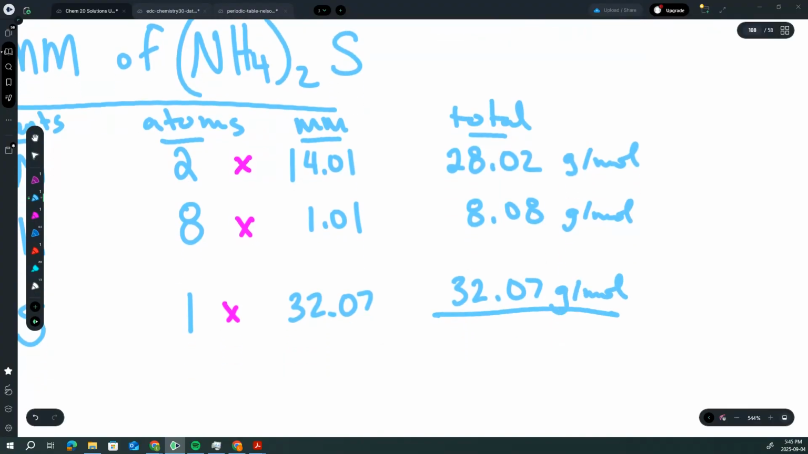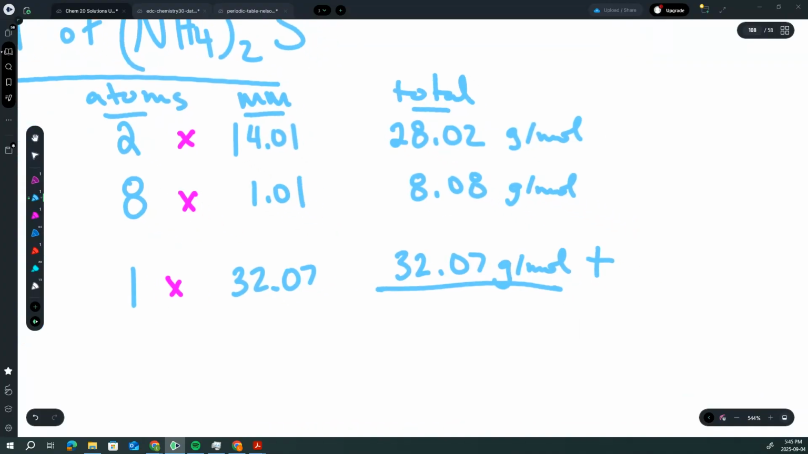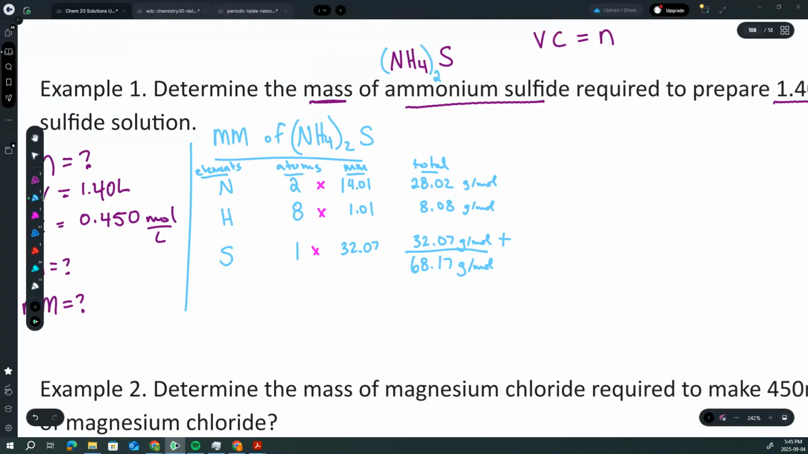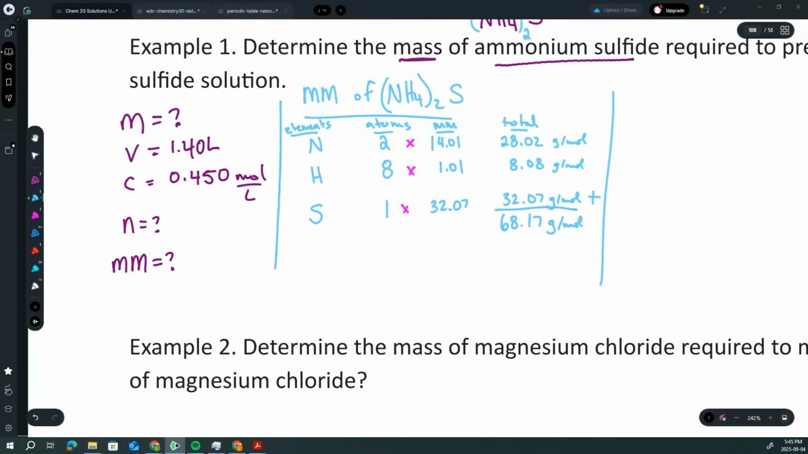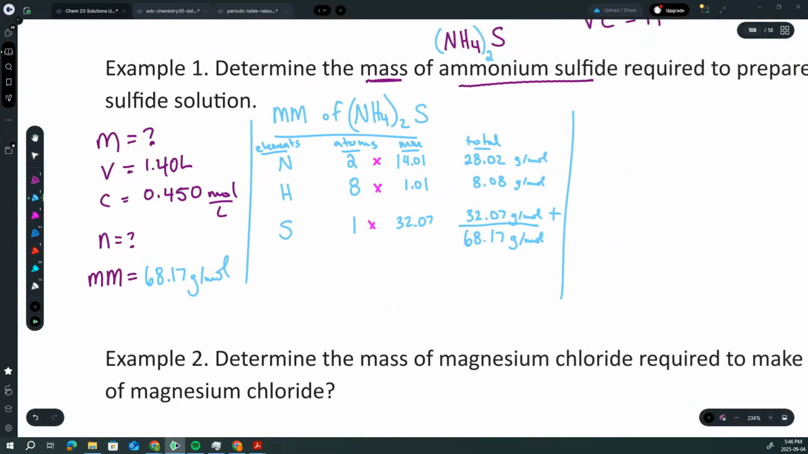Now at the end of this, we're going to add everything up in our totals column. Okay, so 28.02 plus 8.08 plus 32.07 is going to give us 68.17 grams per mole. All right, so now that we have the molar mass, we can write that in. So 68.17. And we can keep on going.